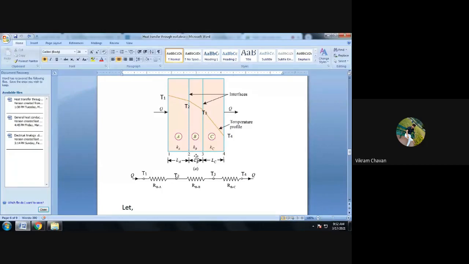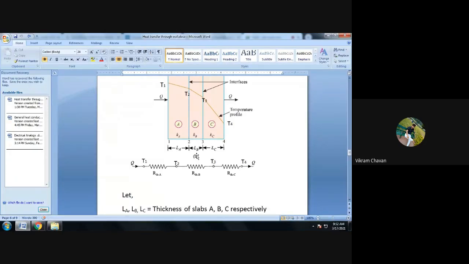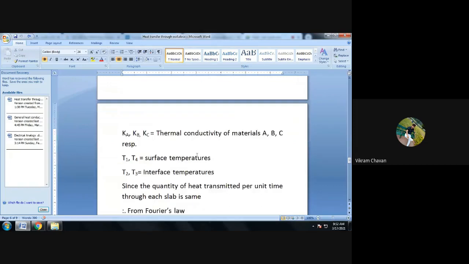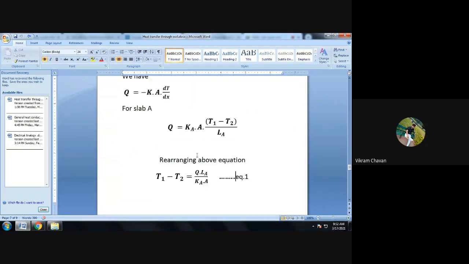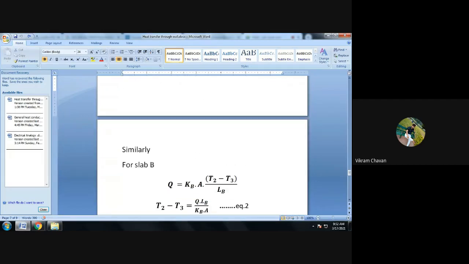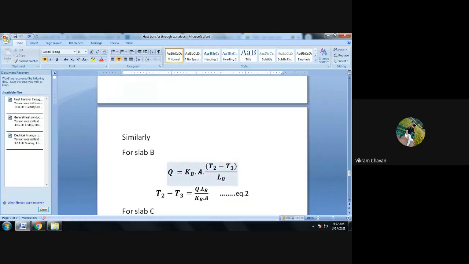Okay, so on that basis, on that data, we can apply Fourier's law for slab B. So similarly, for slab B, Q, the heat transfer through slab B, is equal to K suffix B multiplied by area multiplied by T2 minus T3 divided by L suffix B.